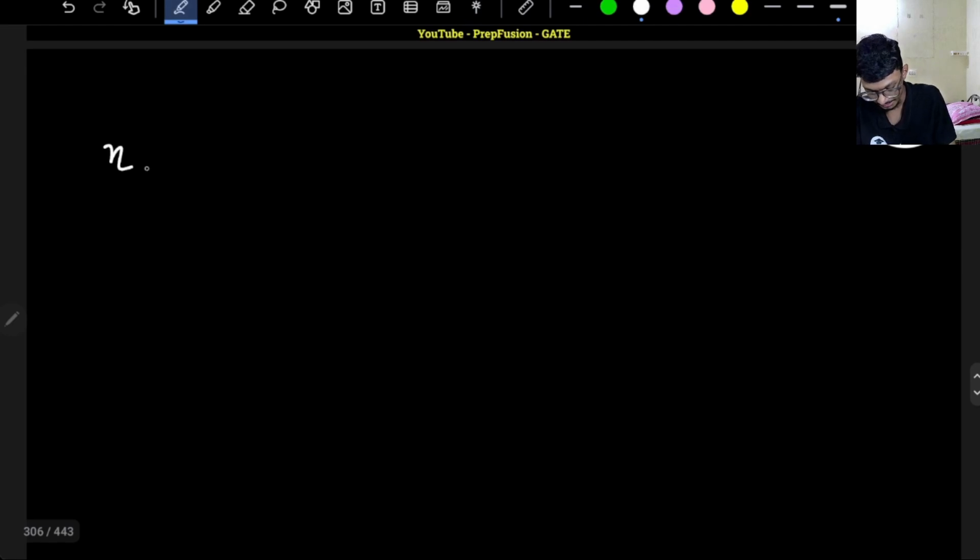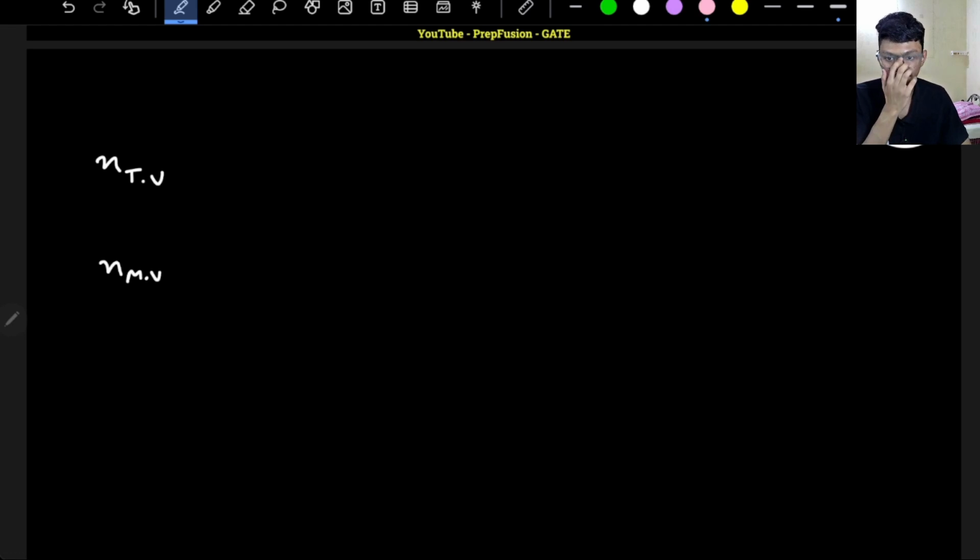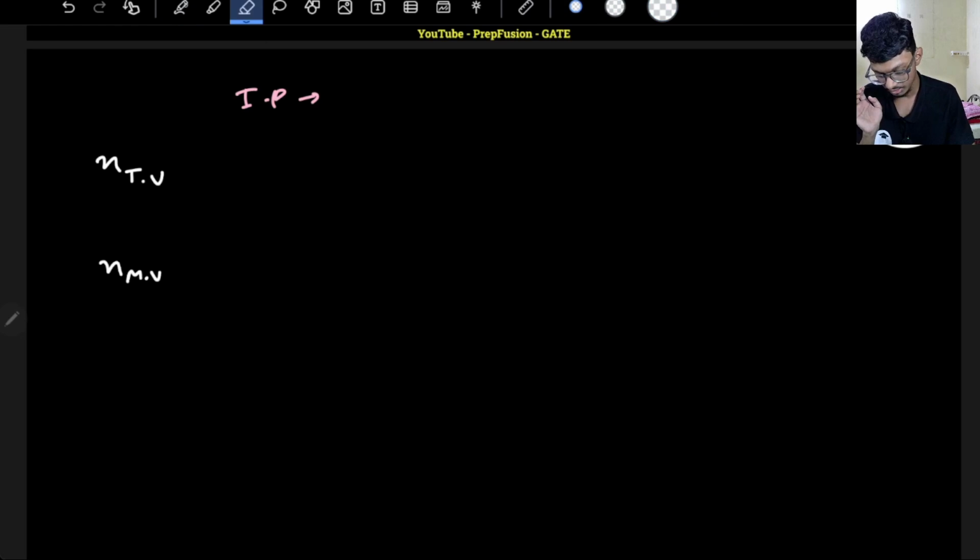But one is the actual true value, and one is the measured value. In measured there are two cases. So you are providing some input. The input you don't actually need to measure, because you know how much input you are providing. So input is generally known to you.